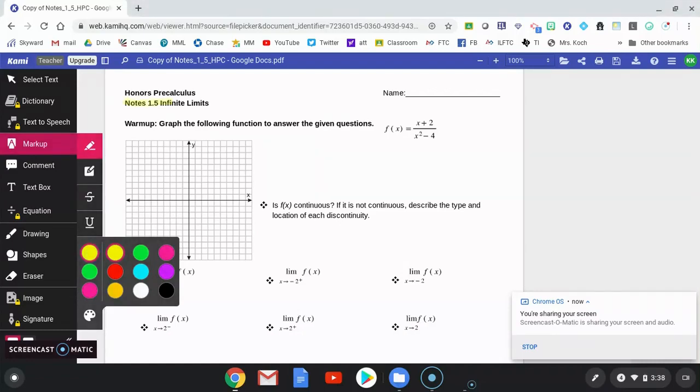Welcome to section 1.5, which is called Infinite Limits. What I'd actually like you to start by doing is this warm-up here. So pause the video, work through the warm-up, and then we'll come back and we'll see if we agree on the answers. I'm serious here, everybody.